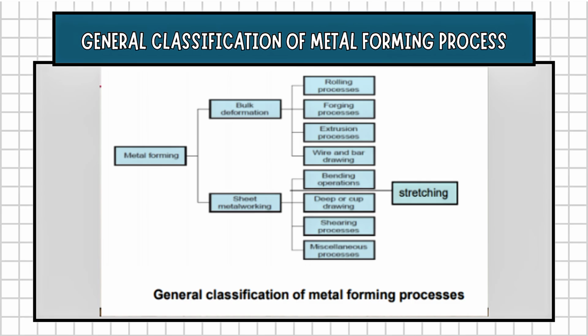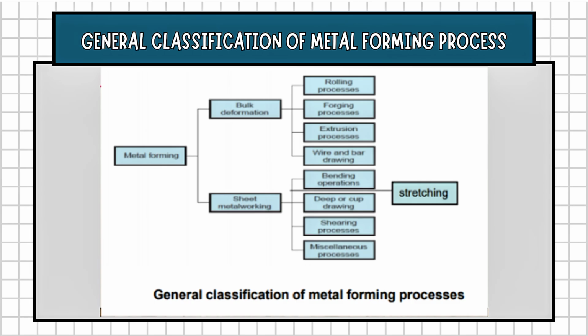Next is deep drawing, also called cup drawing. This is where a flat sheet blank is stretched into a die cavity to form cylindrical or box-shaped parts. A key idea here is stretching, which is even highlighted in the diagram. We stretch the sheet to form shapes like cooking pots, beverage cans, sinks, and casings.